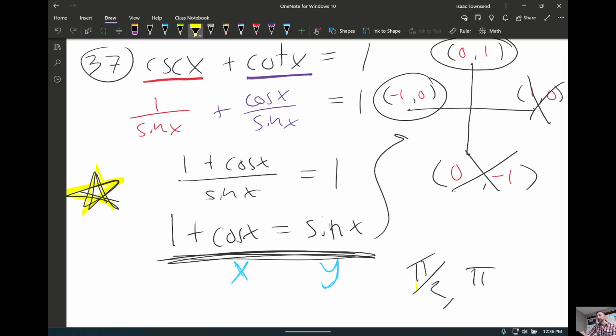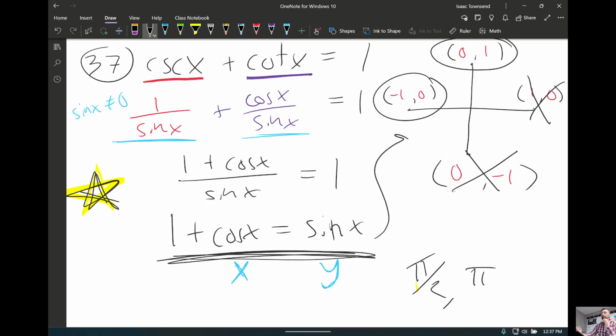When I'm just looking at this, there's no restrictions on what I can plug in. Cosine's always defined, sine's always defined. There's no values that make sine or cosine undefined. You think about their graphs, they exist everywhere. But this is just a representation of this. And if we look back here, we should notice sine cannot equal 0 because we can't divide by 0.